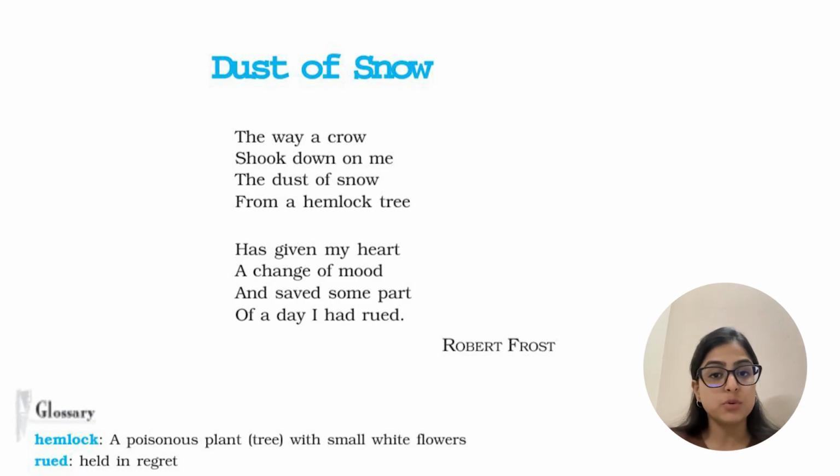On one part, we have crow and hemlock tree, which are the symbols of negativity. On the other hand, we have dust of snow, which is considered to be a thing of beauty. It's something that provides you peace amidst the chaos. So let's understand the setting as well. It's a snowy landscape. All around there is just snow, and Robert Frost just happens to pass by a tree, which is a hemlock tree. And on the branch of the hemlock tree is a crow.